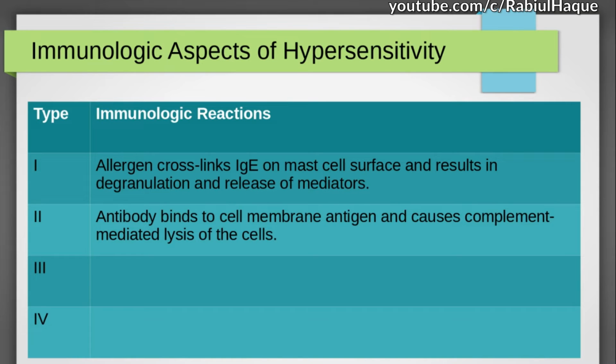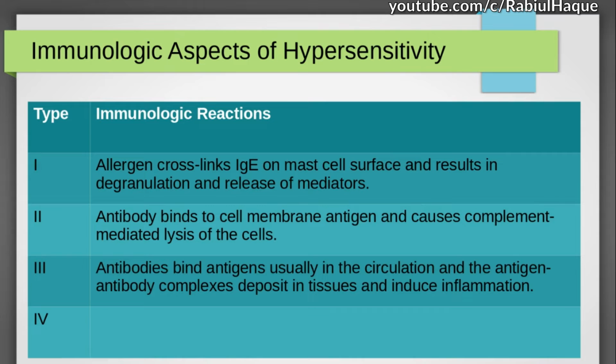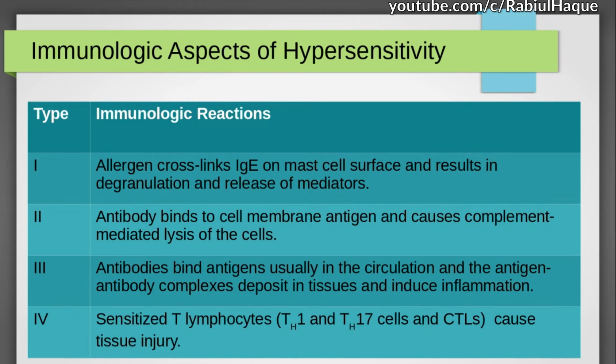Here, antibodies will bind antigens usually in the circulation. So there will be formation of antigen-antibody complex in the circulation, and then that complex will be deposited in tissues and that will induce inflammation. What will happen in type 4? Here, sensitized T lymphocytes will cause tissue injury.